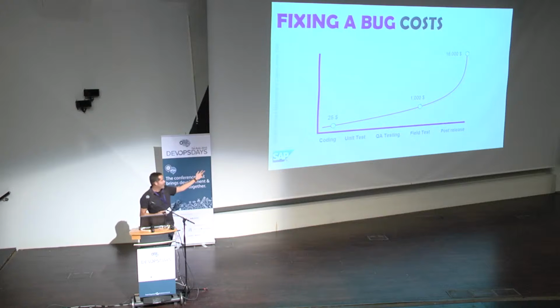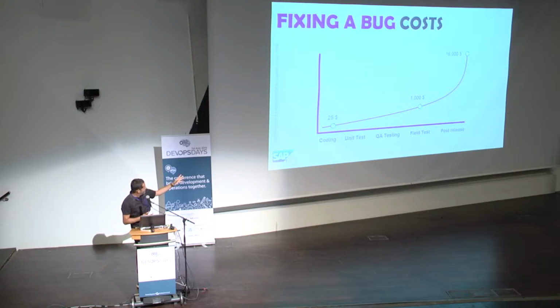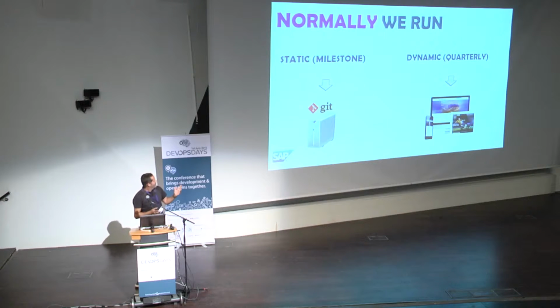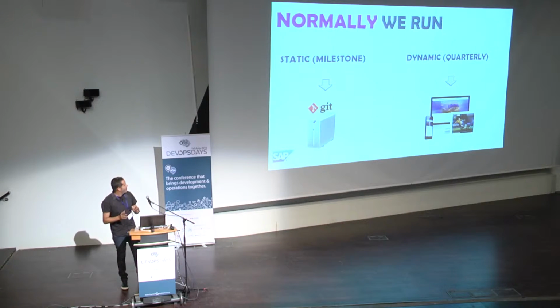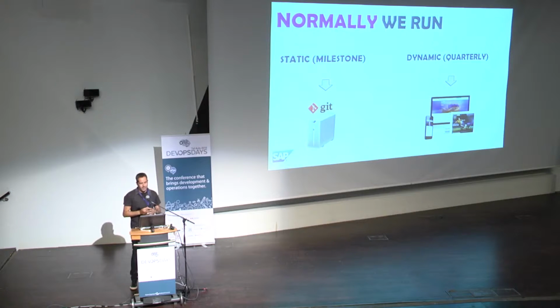How many of you are familiar with this slide? It shows exactly how costly a bug is when you fix it in the development phase. Normally we run static scans on our code on milestone releases, and dynamic scans we do once in a while because it's quite an expensive step.